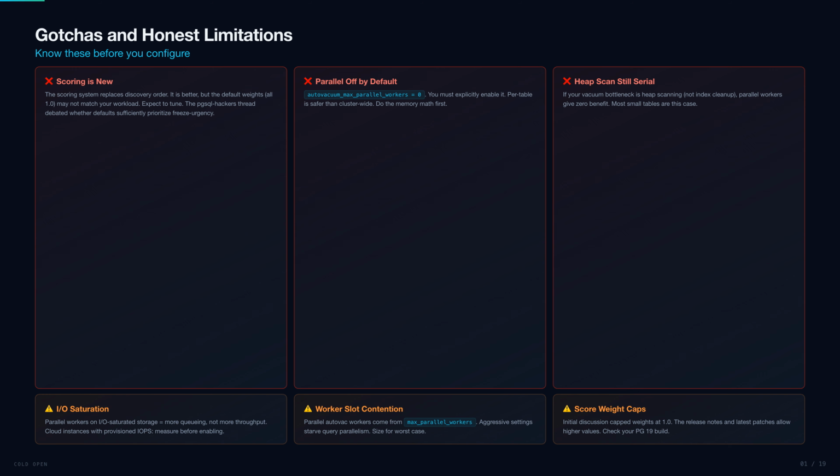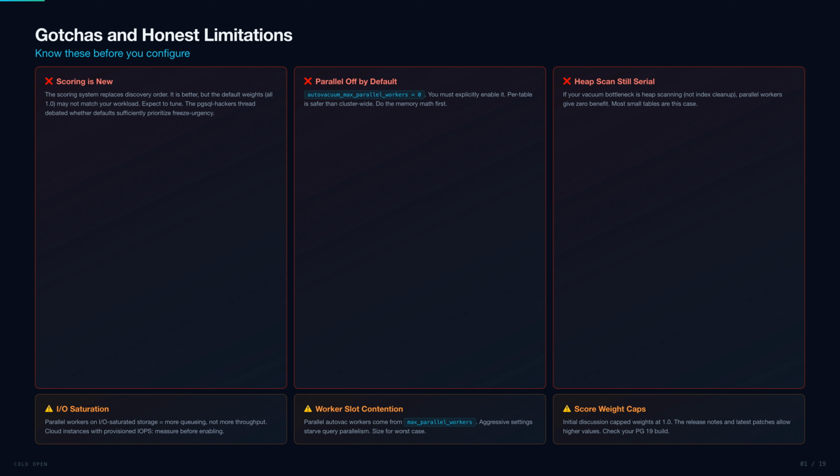6 honest limitations. Know these before you configure. 1. The scoring system is new. Default weights are all 1.0. They may not match your workload. The PostgreSQL hackers mailing list debated whether the defaults sufficiently prioritize freeze urgency. Expect to tune. 2. Parallel is off by default.